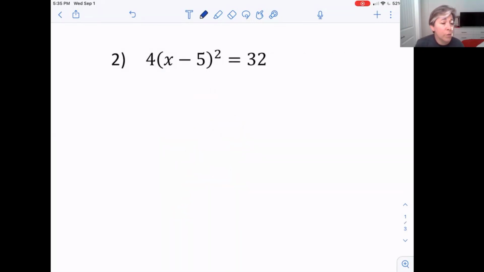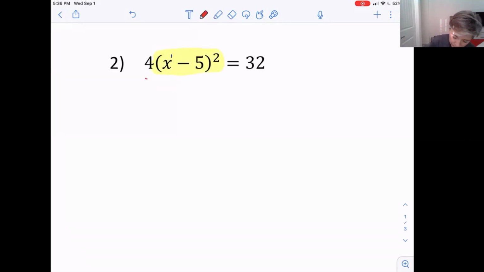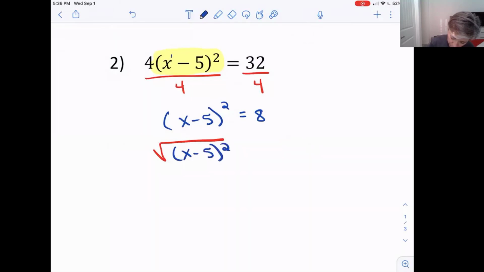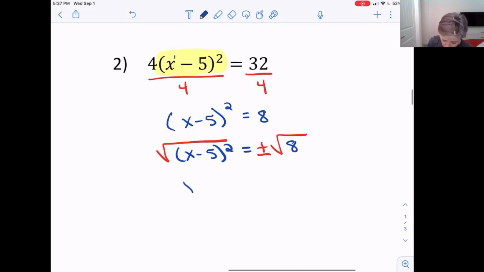For problem number 2, I know we see an x to the power of 1, but it's part of a binomial that's being squared. So let's get the part that's being squared by itself. So we divide both sides by 4, and we're left with the quantity x minus 5 squared equals 8. To undo that square, we take the square root of both sides. Don't forget the plus or minus with the square root of the 8. So the left side reduces to x minus 5. We got rid of that square.